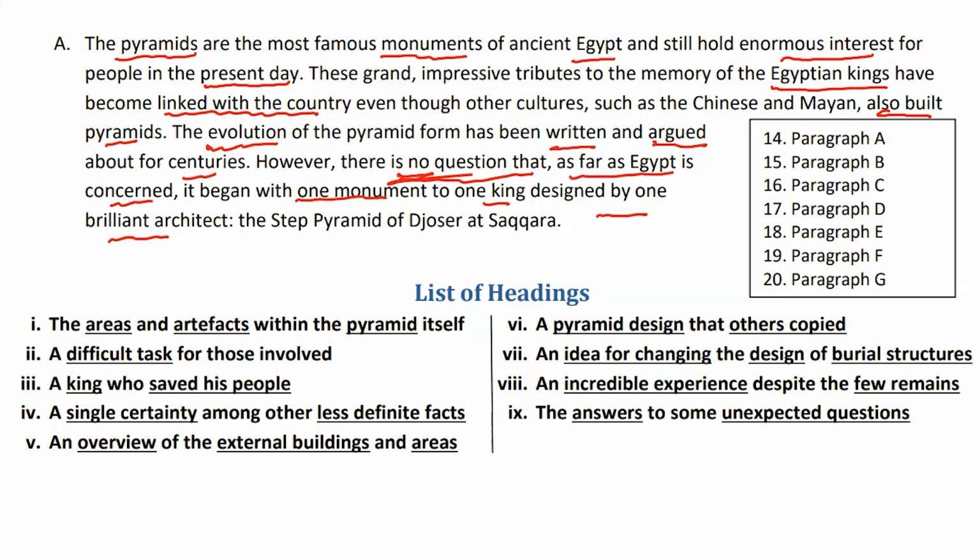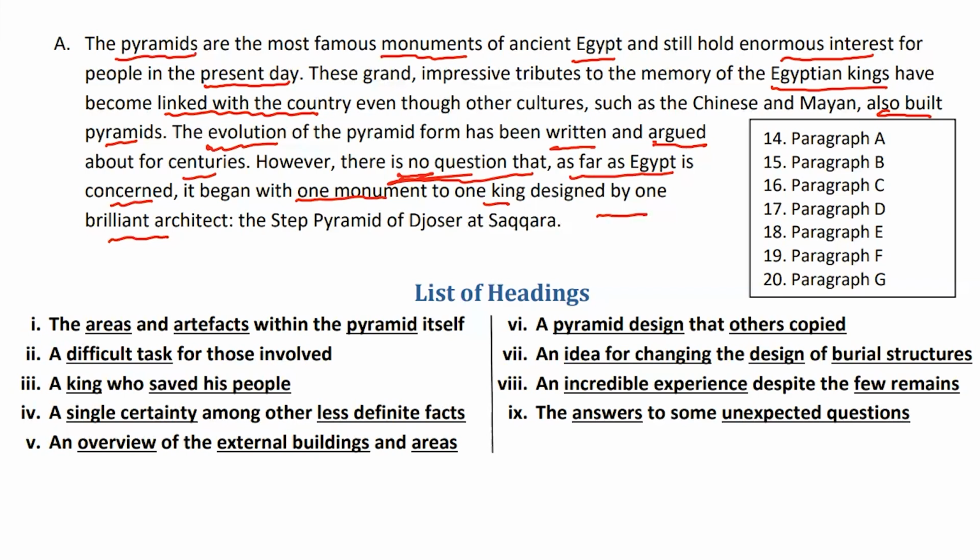So now the next thing is after getting an idea about the paragraph and marking a few keywords, we go to the list of headings and start with the first one. The areas, artifacts, pyramid. So here I did not get anything about artifacts. So this cannot be. A difficult task for those involved. So there was no mention about difficult task. A king who saved, no. A single certainty among other less definite facts. So here one can stop, a single certainty.